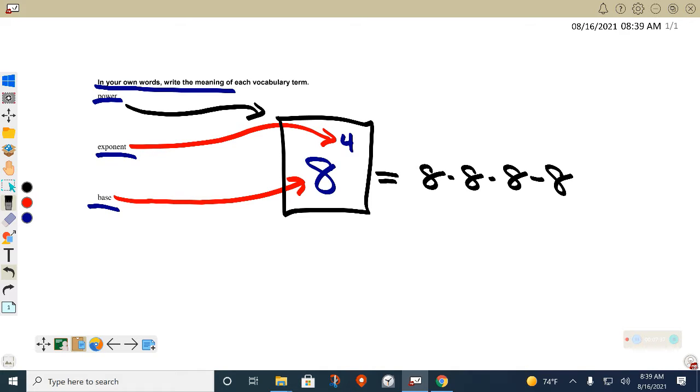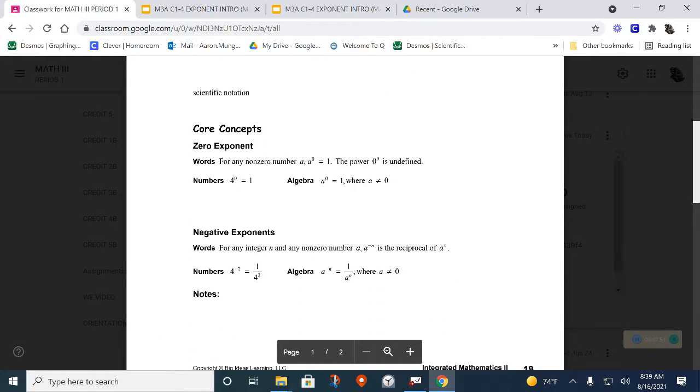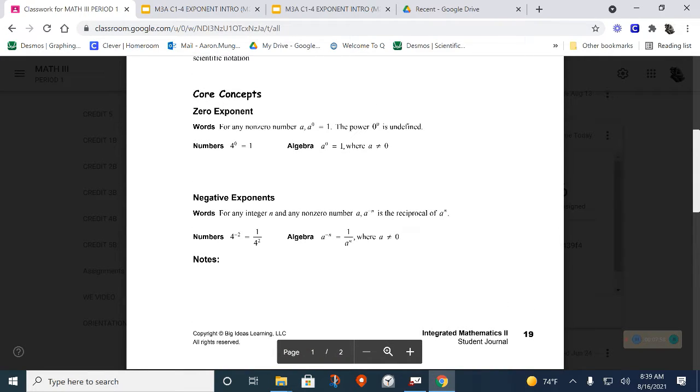Scientific notation we're not gonna cover right now. Don't cross it out. We might cover it later if I have time. Let's get to the page where it says core concepts at the bottom. Here we go.